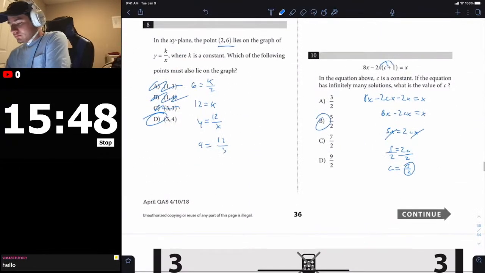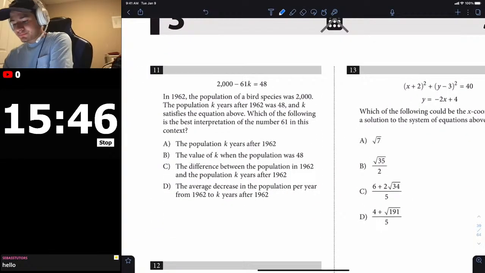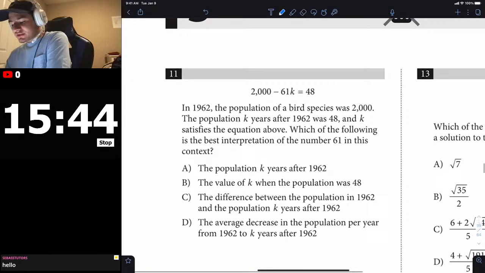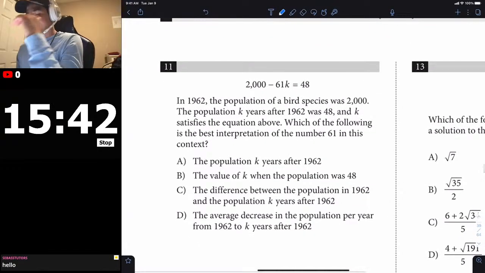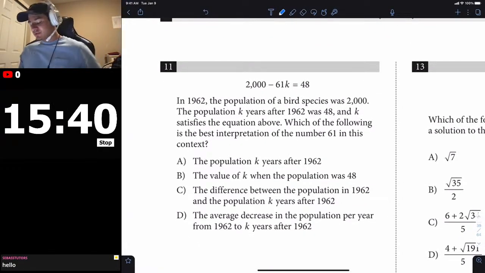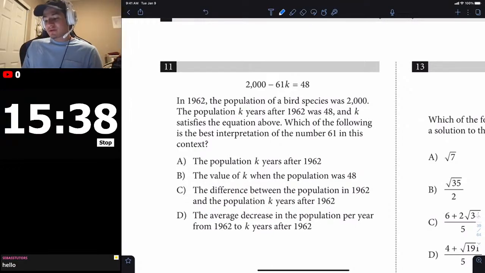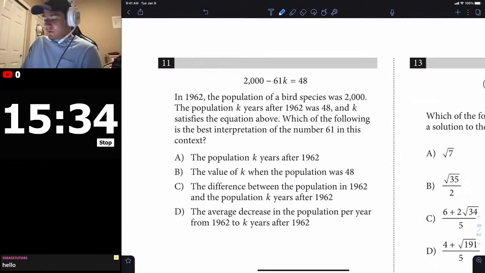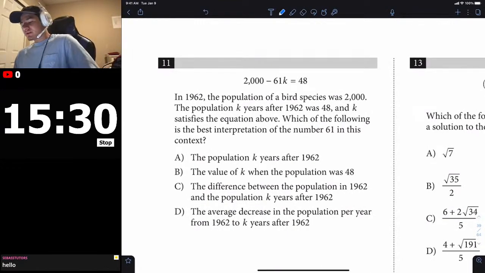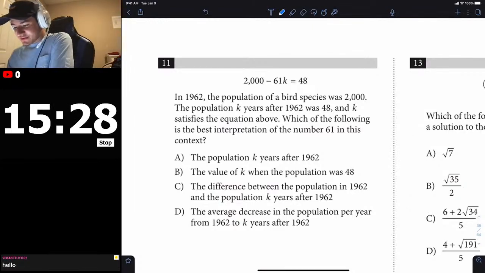Alright. Problem 11. In 1962, the population of a bird species was 2,000. The population K years after 1962 is 48, and K satisfies the equation above. Okay. Which of the following is the best interpretation of the number 61 in the context? Well, 61 here is kind of like our slope, right? If this is a line in y equals mx plus b form, kinda.